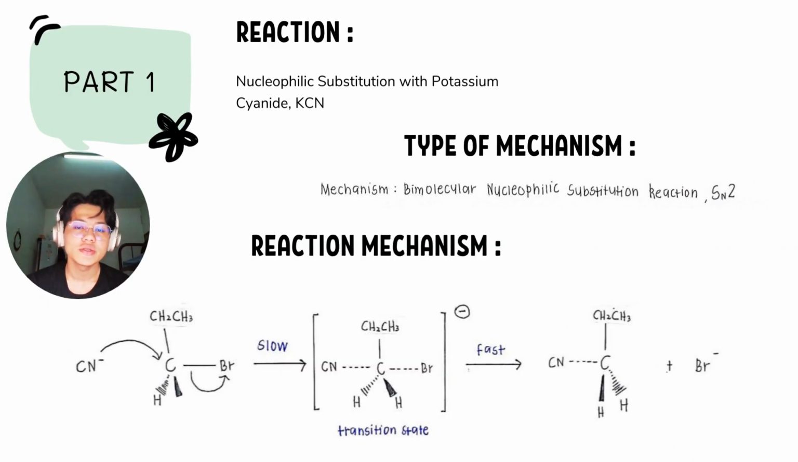The reaction is nucleophilic substitution with potassium cyanide. The type of mechanism is bimolecular nucleophilic substitution, SN2. The reaction mechanism is as you can see in the figure below. Don't forget to draw the arrows correctly, show the rate, slow and fast, and last but not least, draw your structure in 3D.